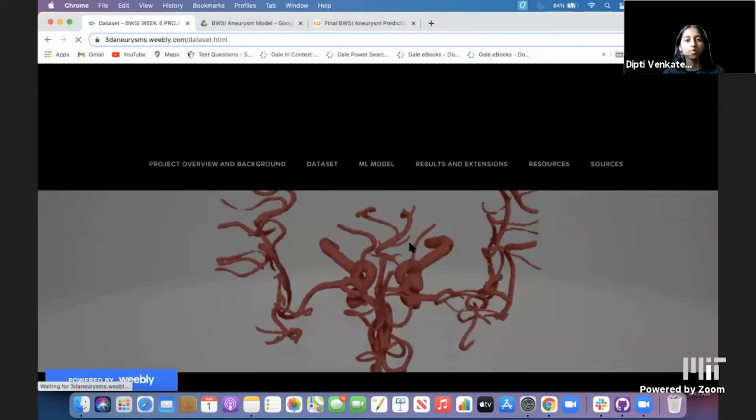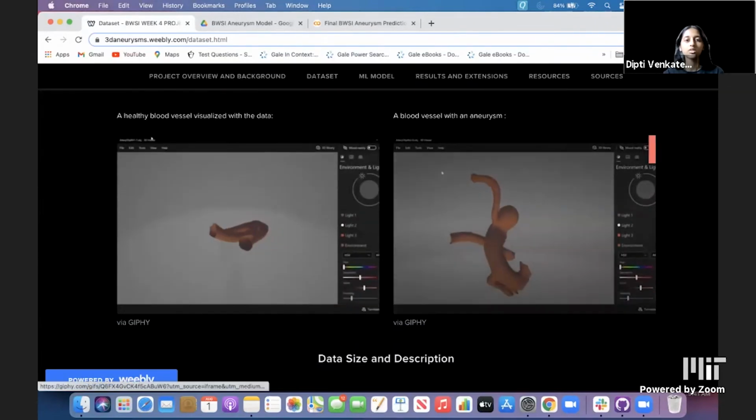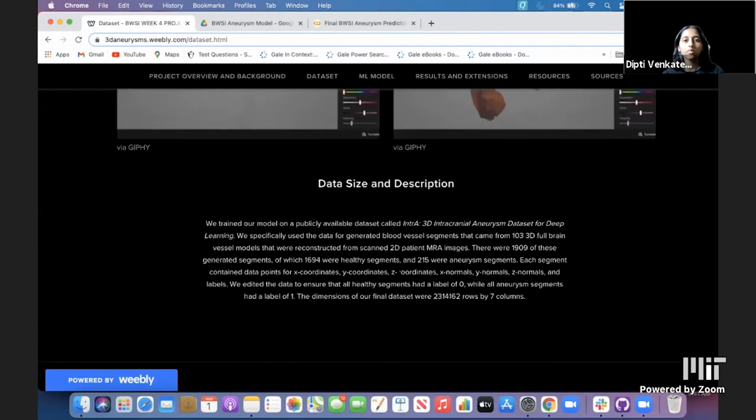Next, we're going to talk a bit about our data set that we used. We trained our model on a publicly available dataset called INTRA, 3D Intracranial Aneurysm Dataset for Deep Learning. We specifically used the data for generated blood vessel segments that came from 103 3D full brain vessel models that were reconstructed from scanned 2D patient MRI images. There were 1,909 of these generated segments, of which 1,694 were healthy segments and 215 were aneurysm segments.